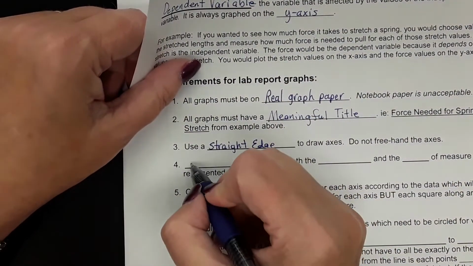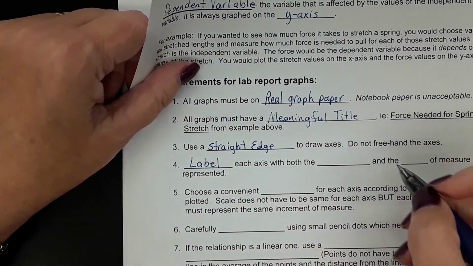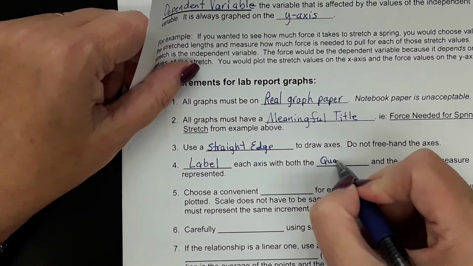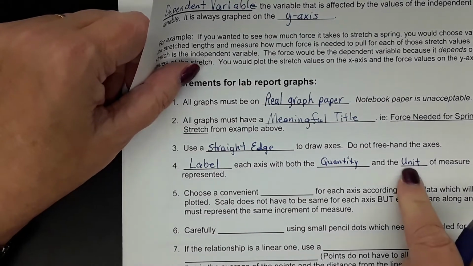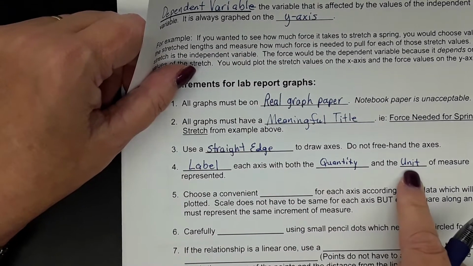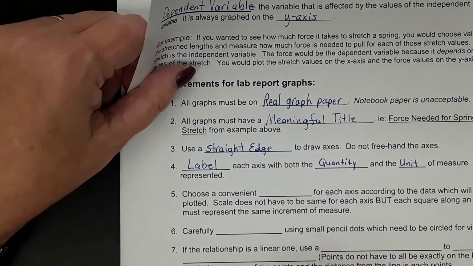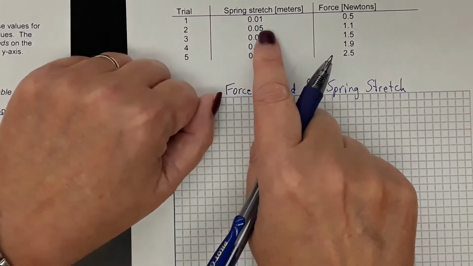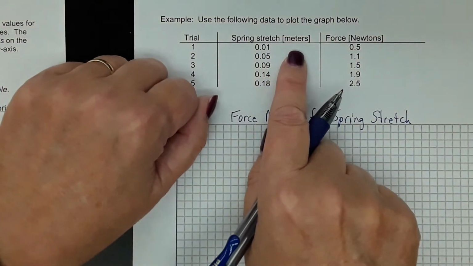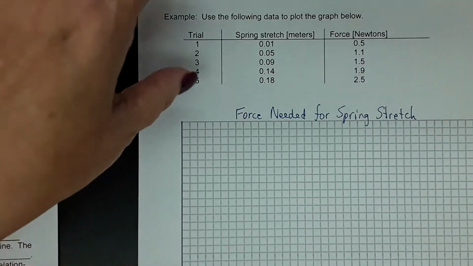Now we need to label each axis with both the quantity being measured on that axis and the unit by which we're measuring it. Remember, a given quantity can be measured with a number of different units. You need to make sure you put the correct unit for the quantity you've measured. For our purposes, our two quantities are spring stretch, which is a measure of distance, so it's in meters, and the force is measured in newtons, not dynes. So we have to do that.